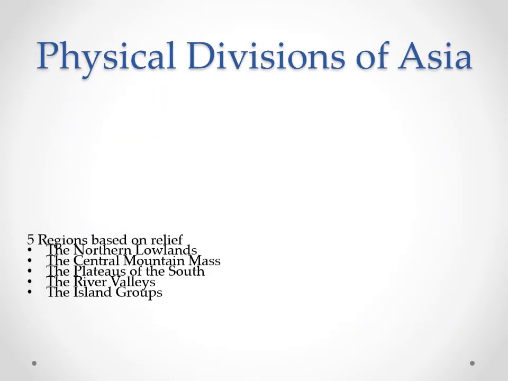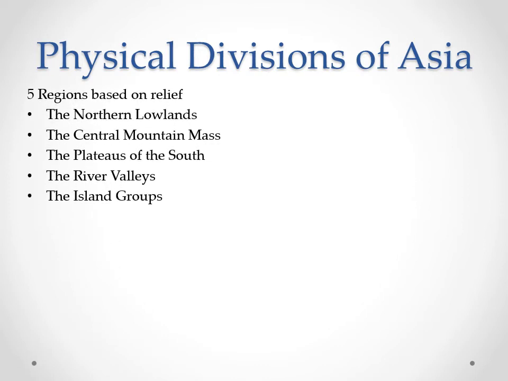Let's see the physical divisions of Asia. Based on the relief, Asia is divided into five regions: the Northern Lowlands, the Central Mountain Mass, the Plateaus of the South, the river valleys, and the island groups.